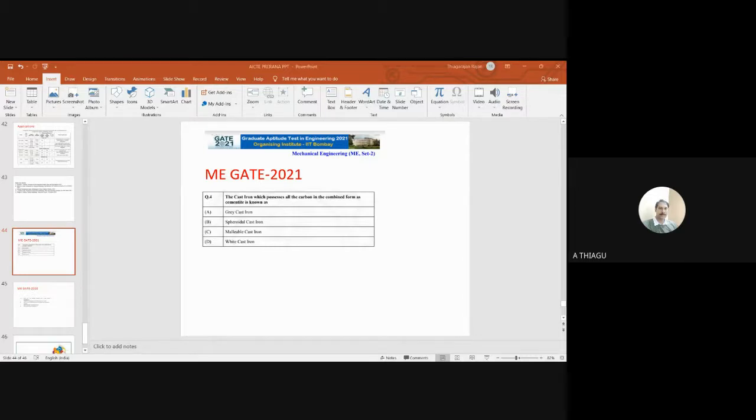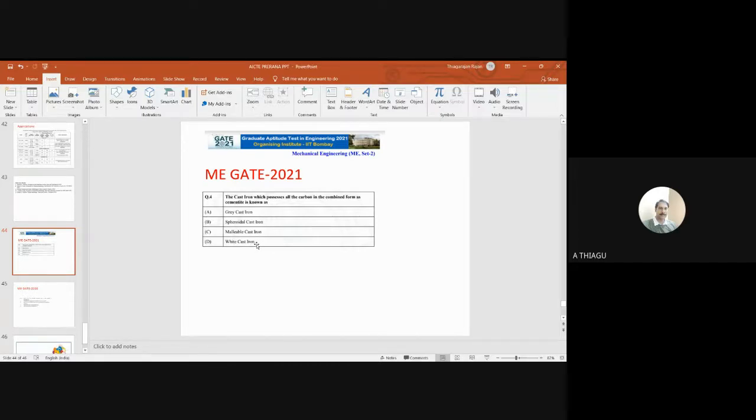Harish. Any answers from the student side? No. So nobody is interested to answer. Is it right? Okay, fine, no issue. I will tell you. So D is the correct answer. White cast iron has more combined form of cementite.